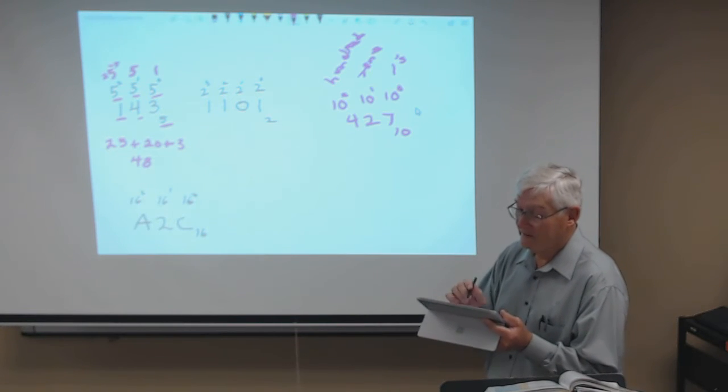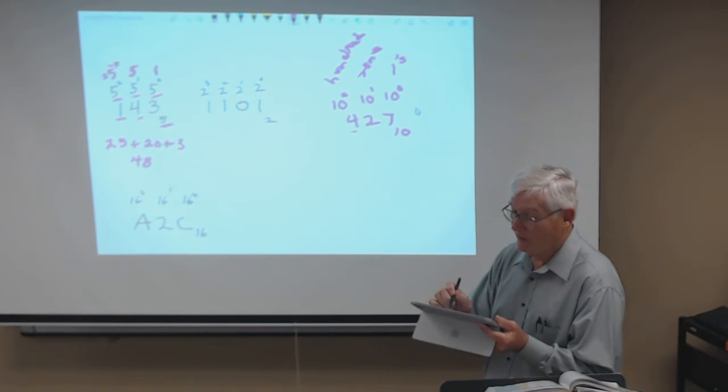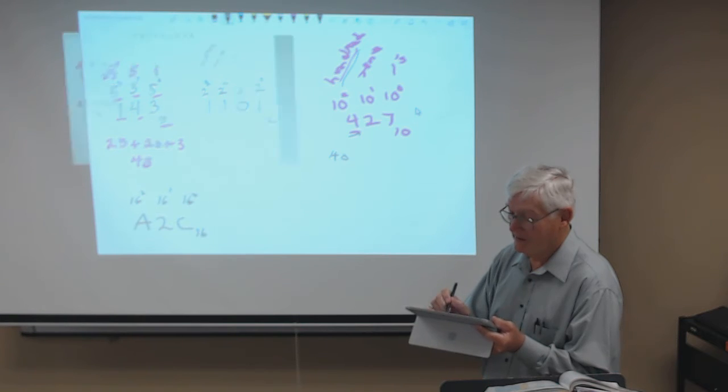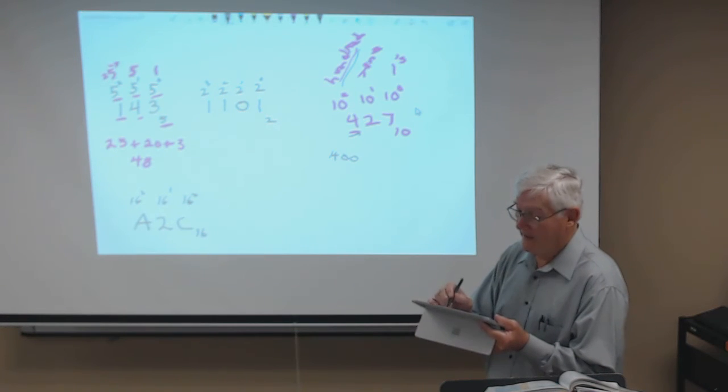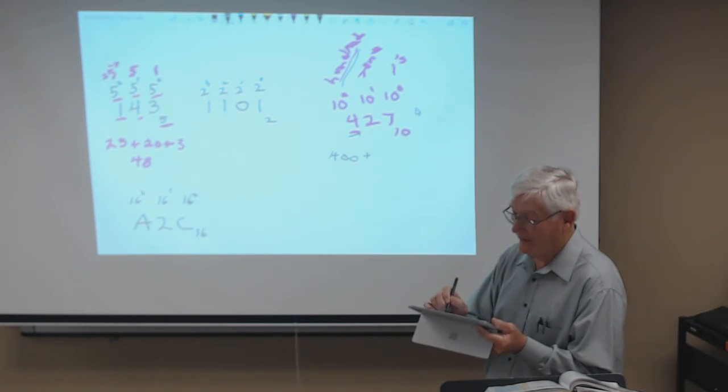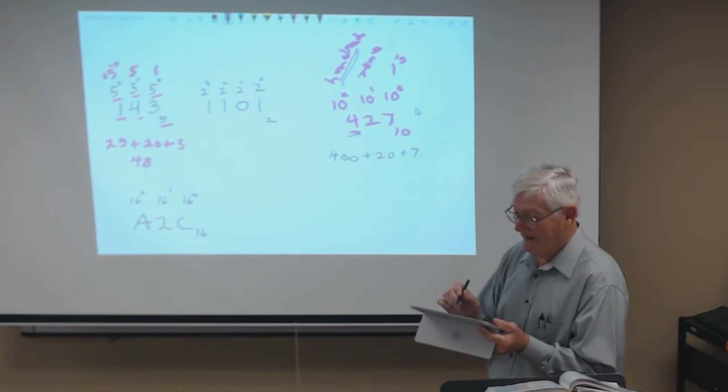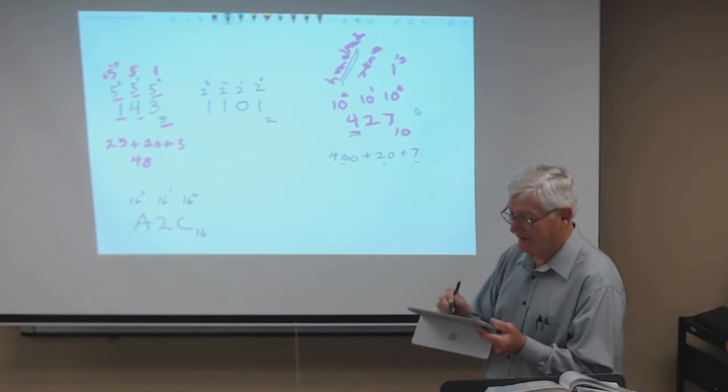So I have 4 hundreds. What would 4 hundreds be? 400, right? And 2 tens, that would be 20. And 7 ones, and that would be 7. And that adds up to 427.